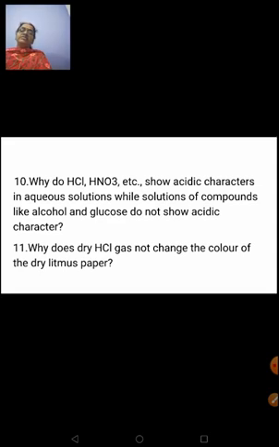Next, why does dry HCl gas not change the color of the dry litmus paper? See, acids will show their acidic behavior only if either the gas is moist or if the litmus paper is moist. Here both are dry, therefore it will not show its acidic character. That is the reason that dry HCl gas will not change the color of dry litmus paper.